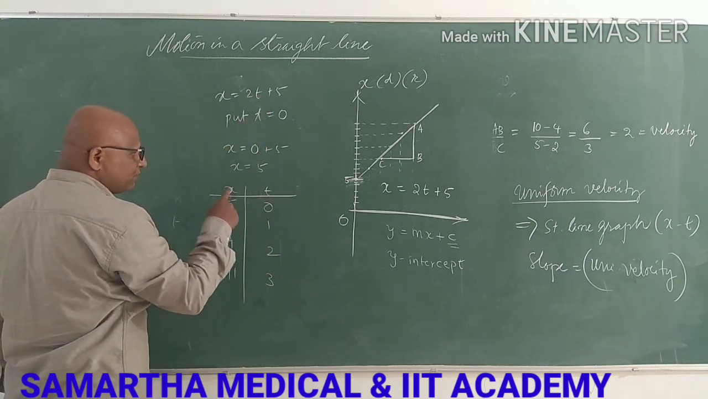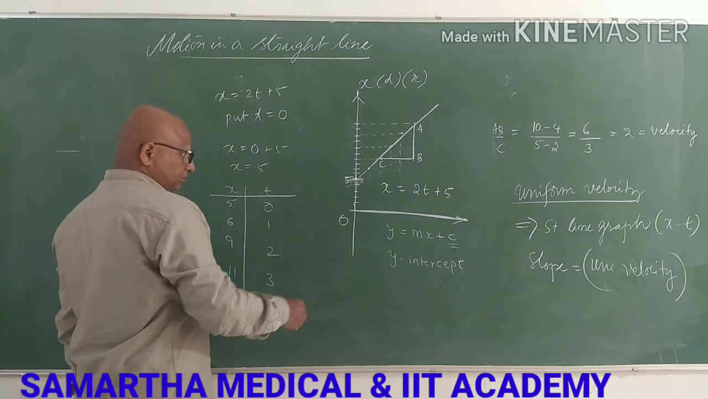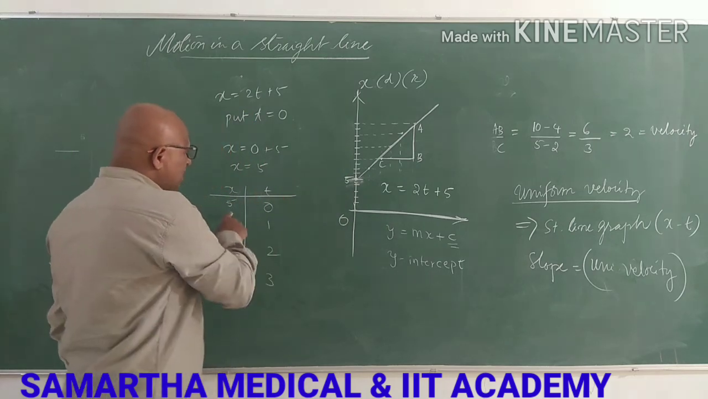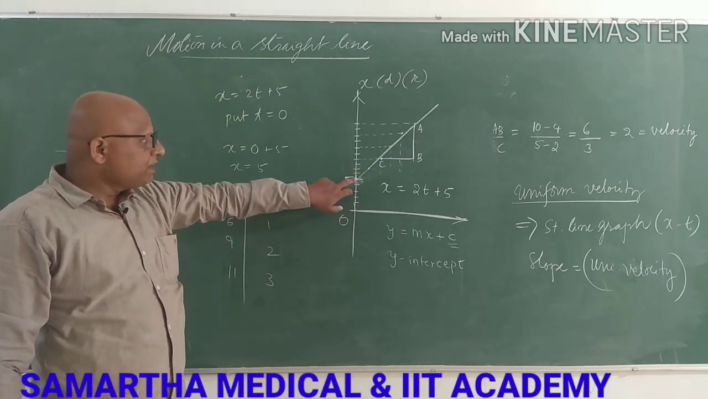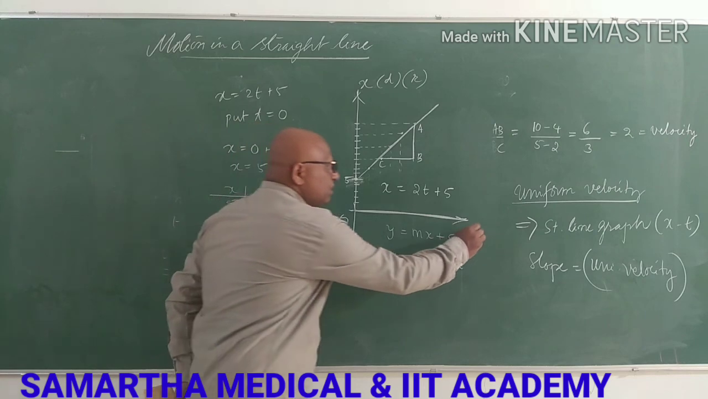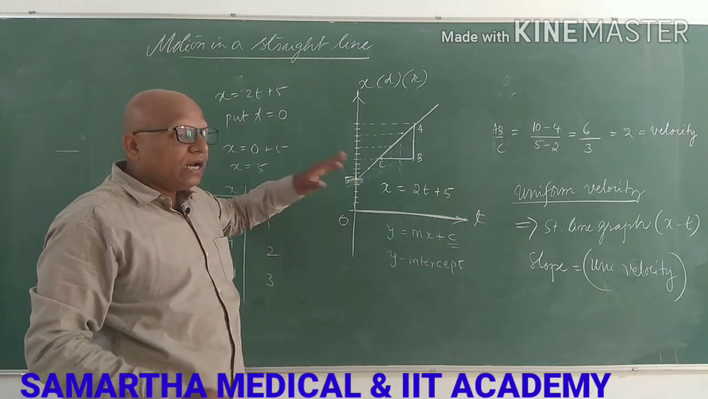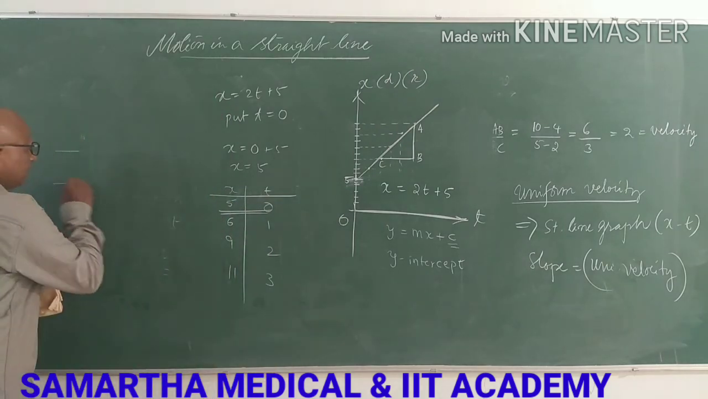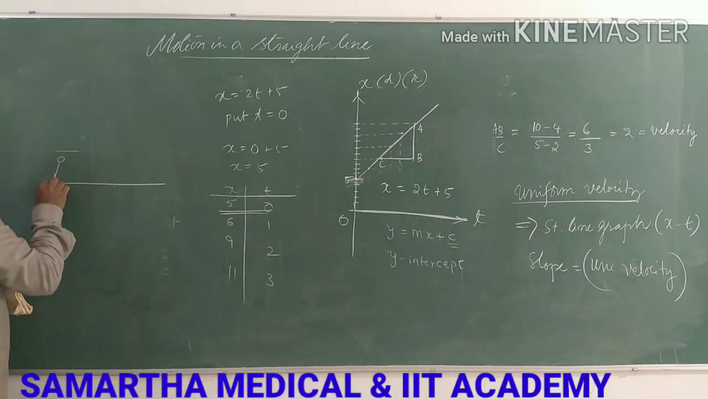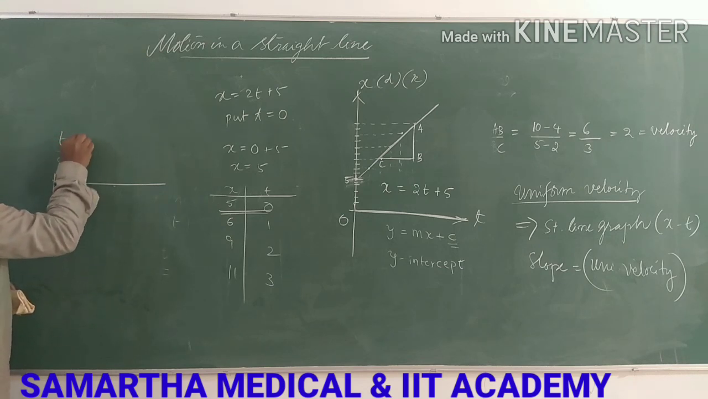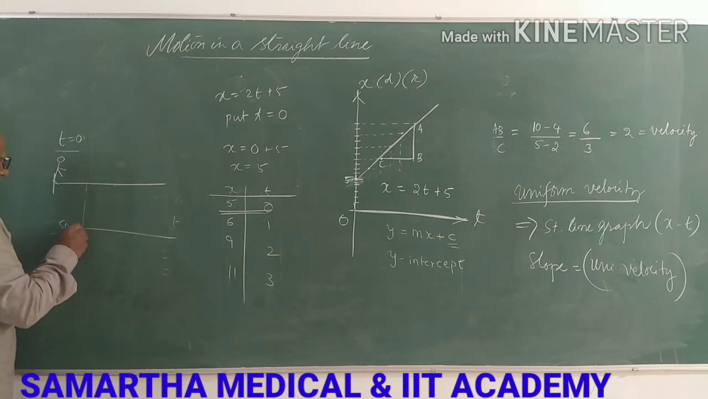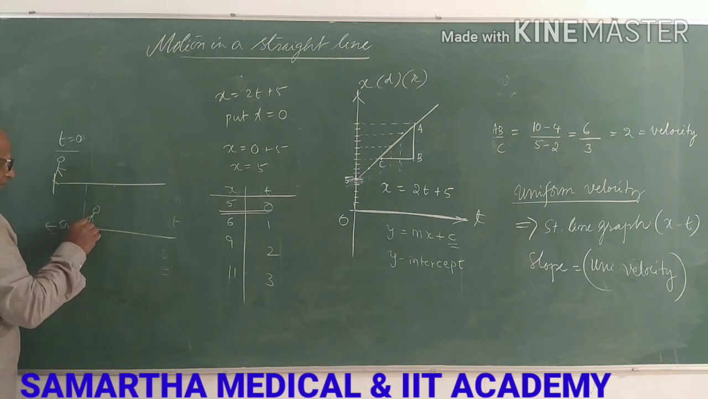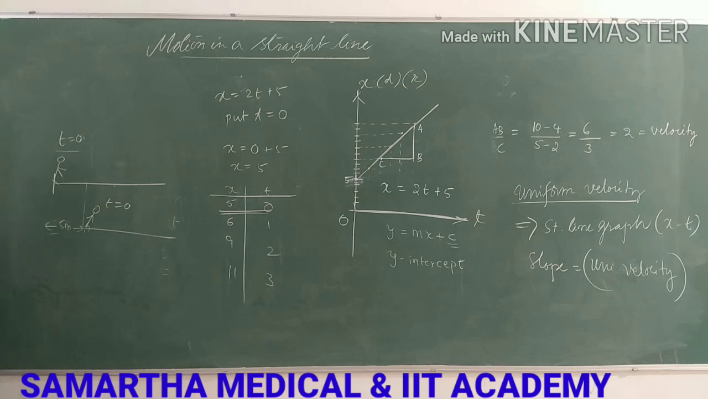Now if you plot the graph for 5, 7, 9, 11 against 0, 1, 2, 3, you will get the same graph, but the graph starts from 5. The origin is shifted to 5. It means at t is equal to 0, when time has not started, the particle is already at the initial position. In a running race, this is the starting point. A runner will start from the starting point at t is equal to 0. Another runner starts his journey 5 meters away from the origin at t is equal to 0.